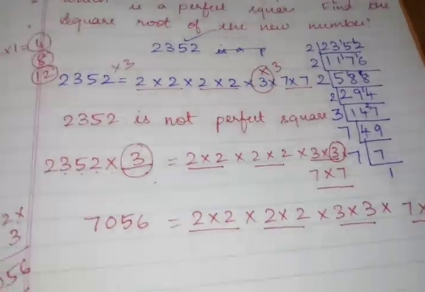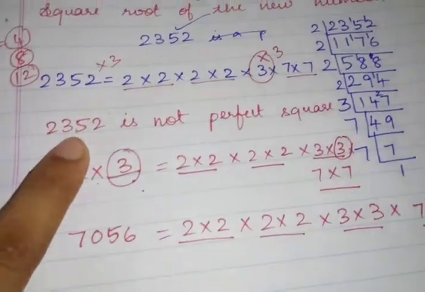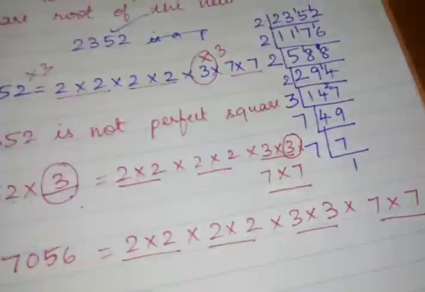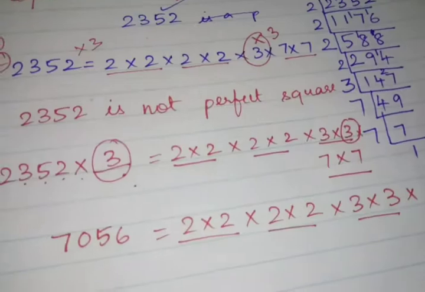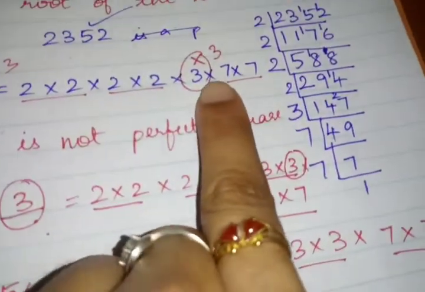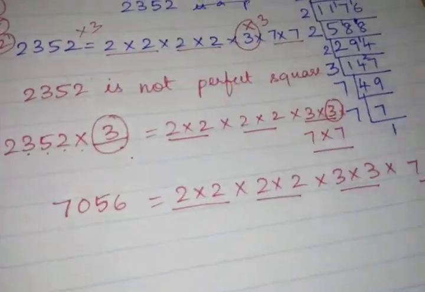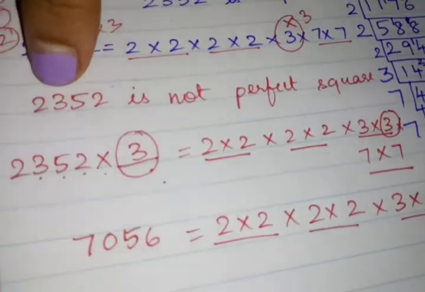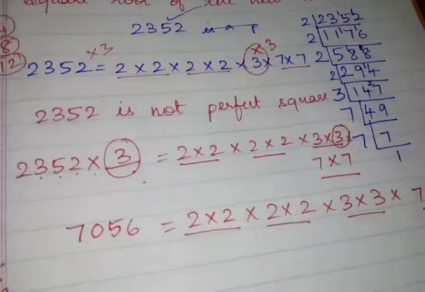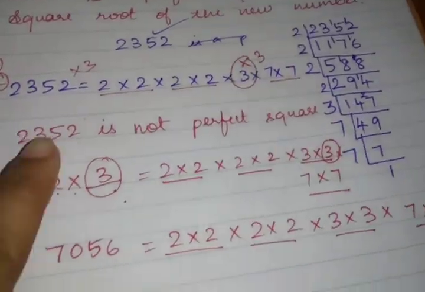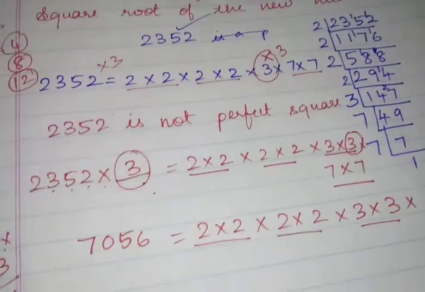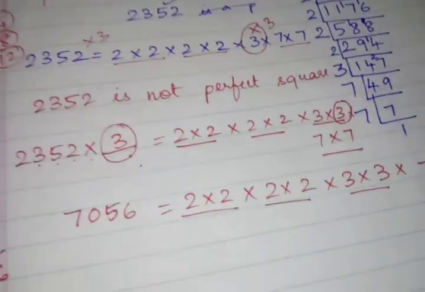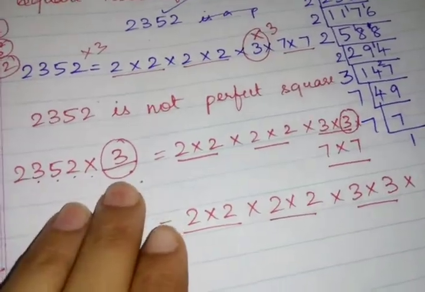Okay, so what they are saying, children, is that 2352 is not a perfect square. That we have found out. Why? Because there is no pairing in 3. That's why we are saying 2352 is not a perfect square. If this is not a perfect square, we should find the smallest multiple.